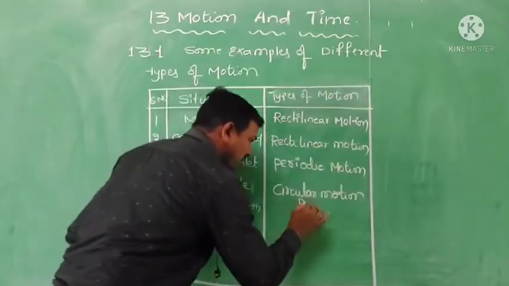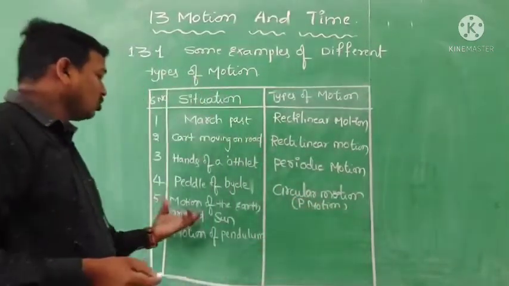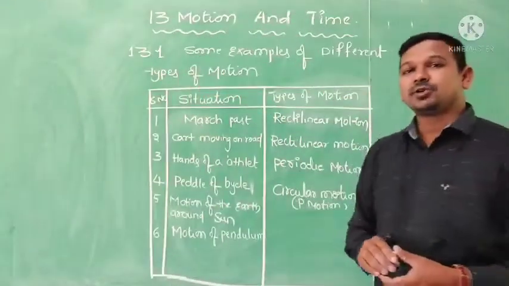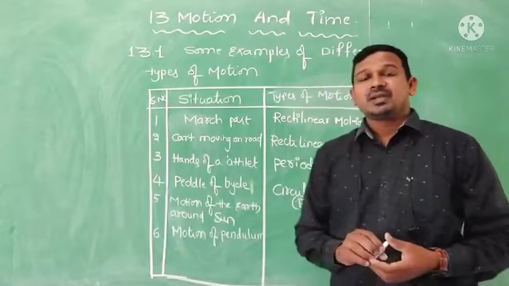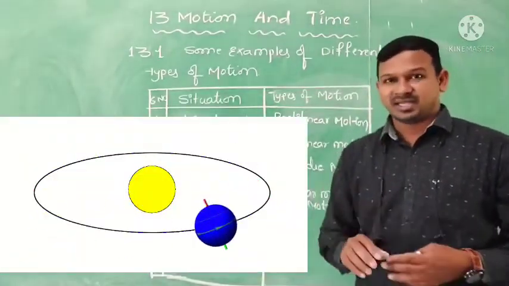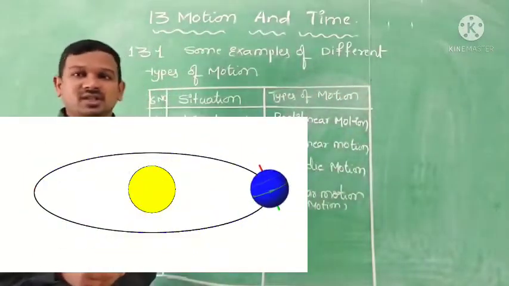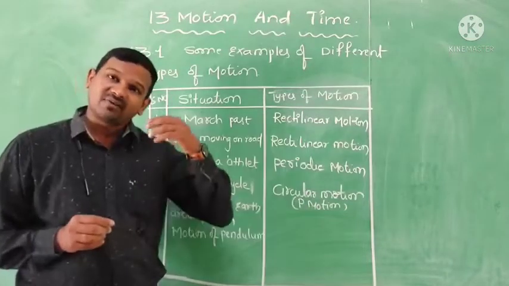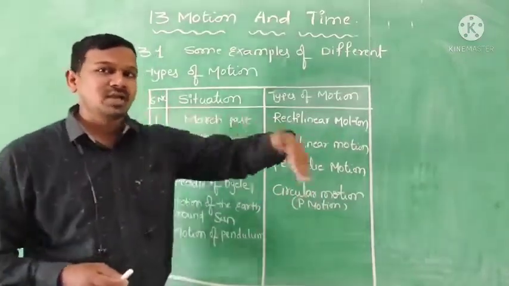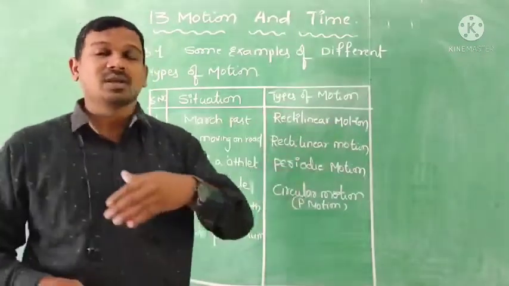and periodic motion. Now coming to the motion of the earth around the sun. It is also like the pedals: the earth revolves around the sun, which takes 365 days. Every time it covers the same path, which means it is moving around the sun in a circular direction. The motion of the earth is in a circular direction, so we call it a circular motion.